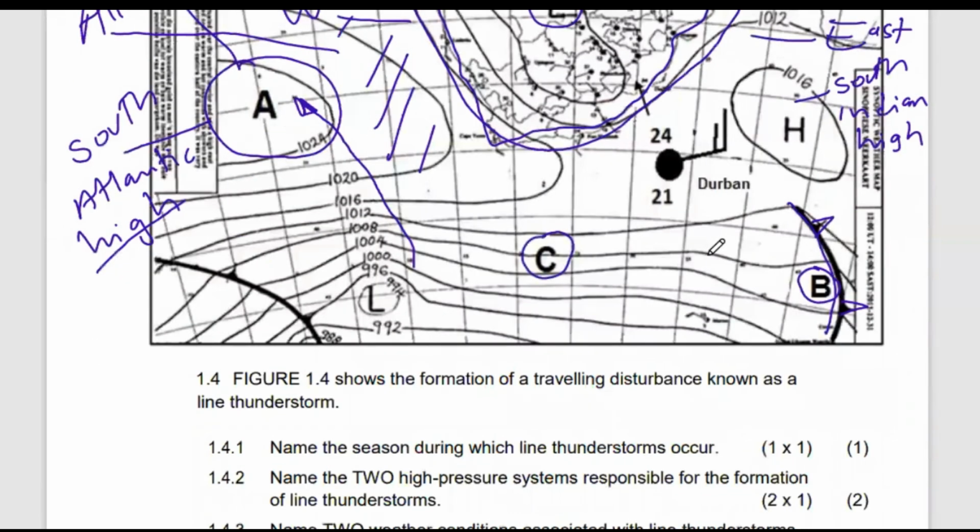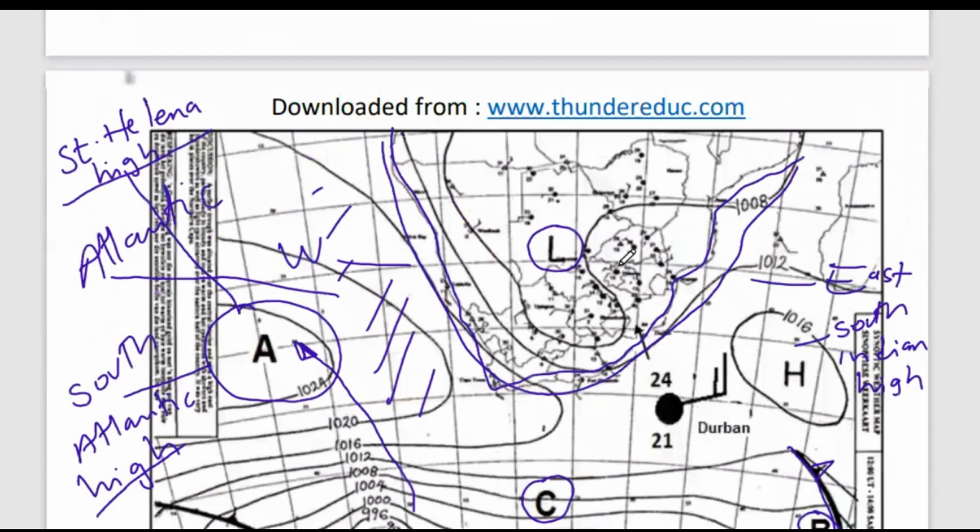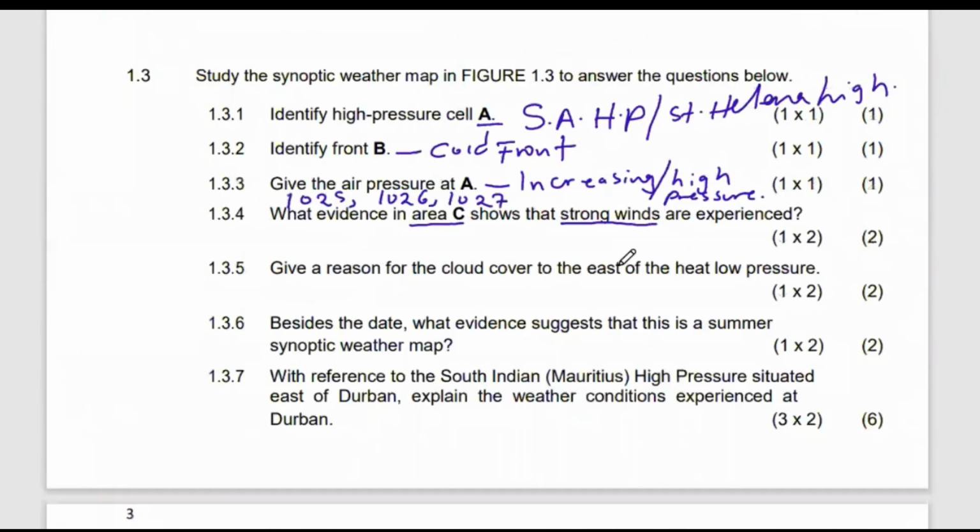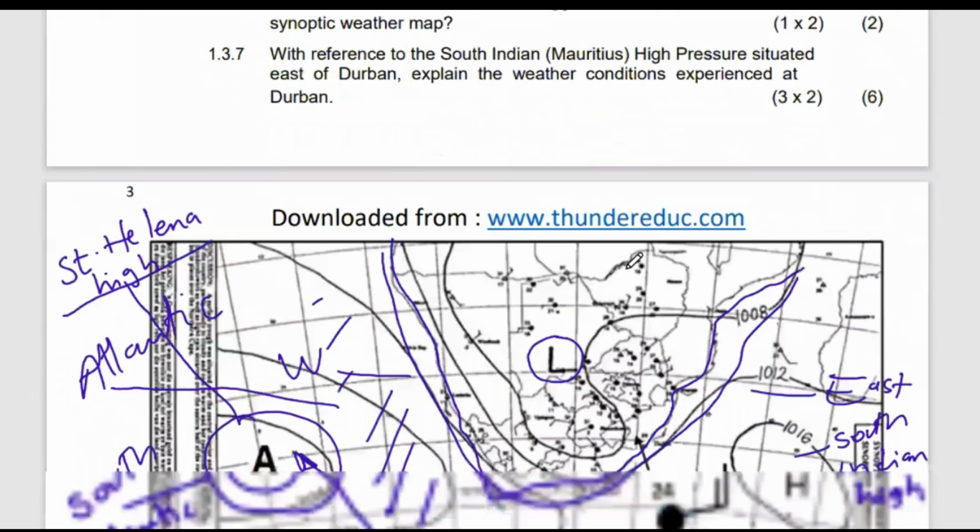Because we know winds move from a high pressure going to the low pressure, and we know that winds are very strong where isobars are close to each other. Therefore, when we check the question, it says, what evidence in area C shows that strong winds are experienced? Let's go back to the diagram.